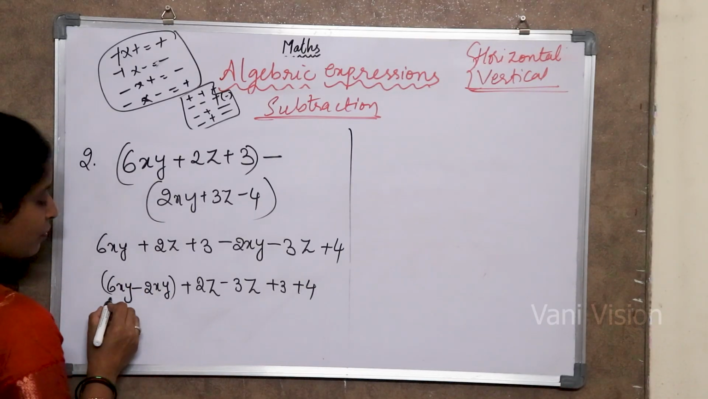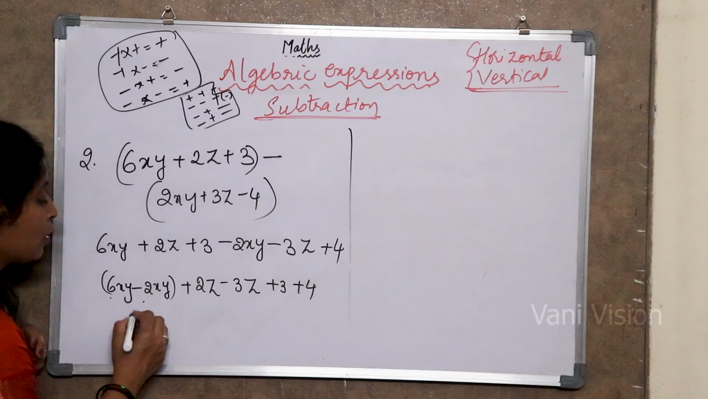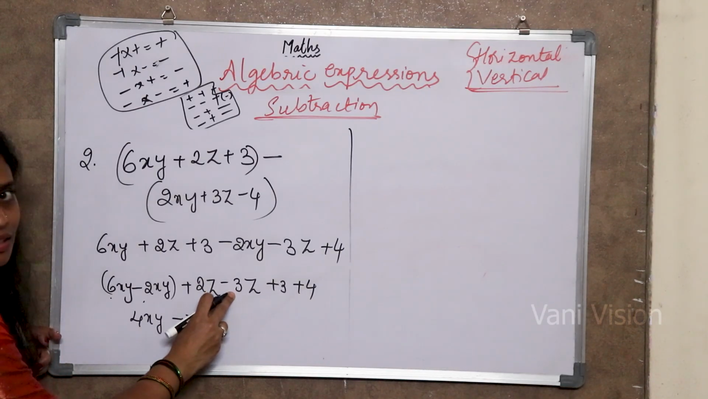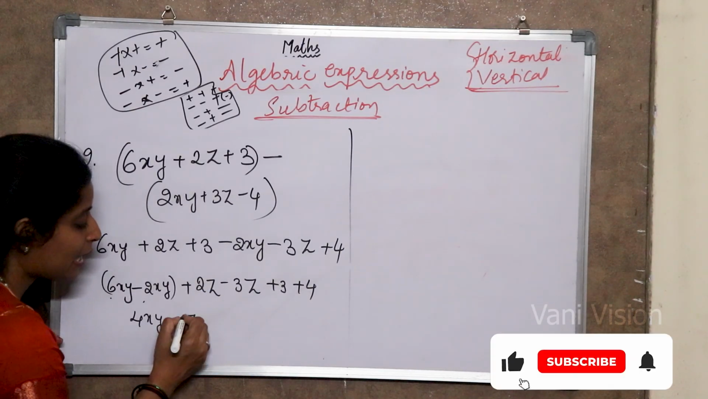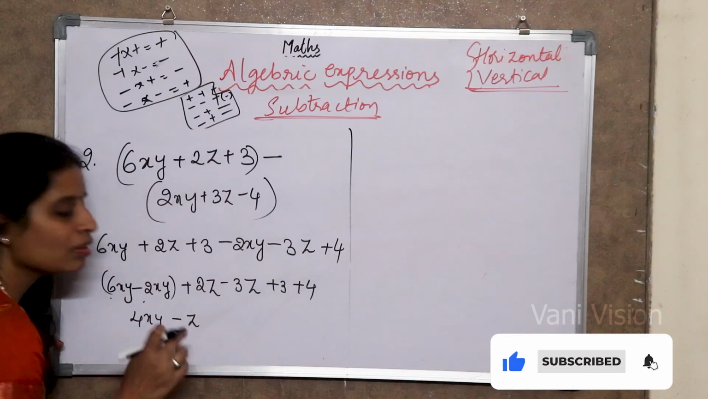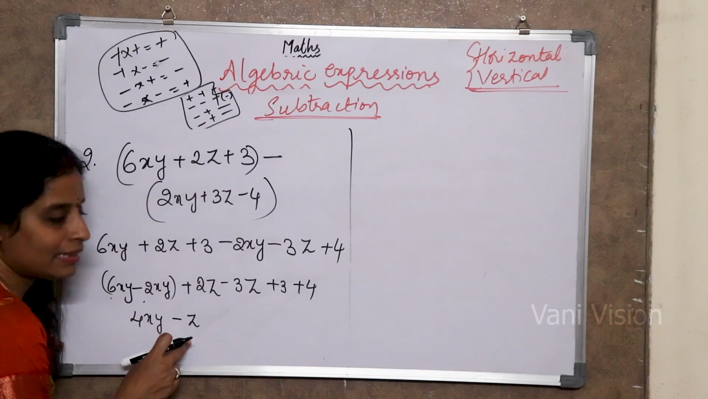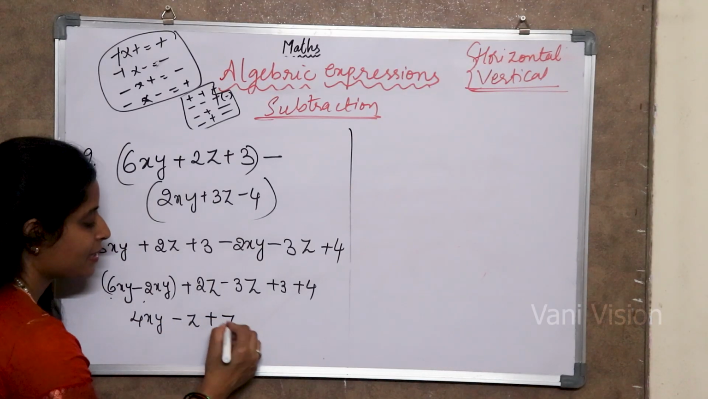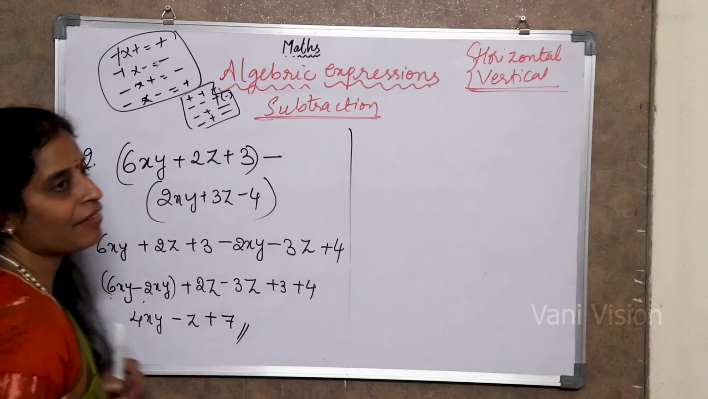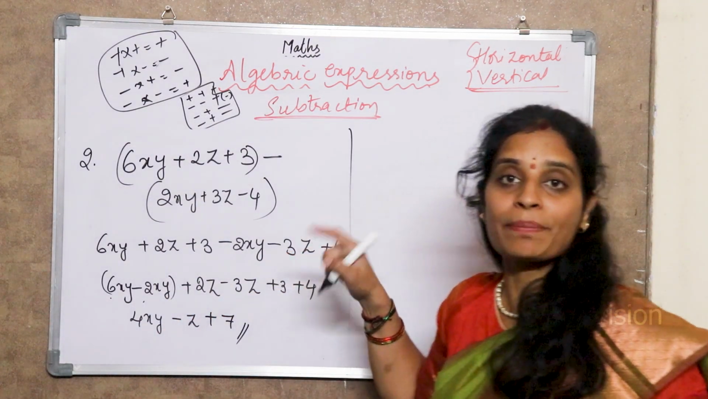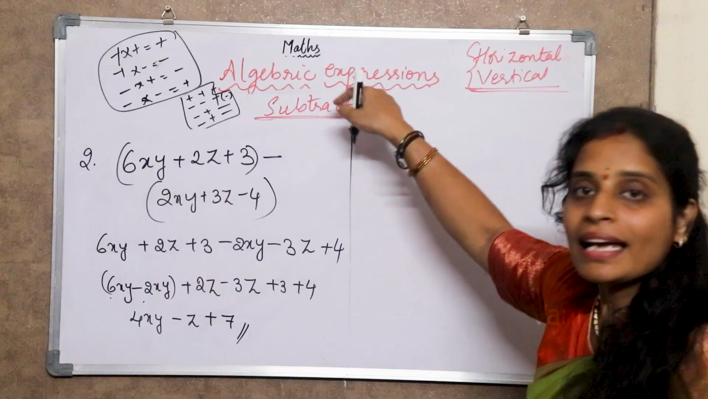Now add these two. 1 plus 1 minus, 6 minus 2, 4xy. Minus z. 2, 3. Answer is what? 1. See, here I am not specifically mentioning the 1. Nothing is there. I said you 1. So we should not just write z. Bigger number is having minus, so it is minus. Plus 7. So in this way, we are going to solve how to solve the subtraction of an algebraic expression.